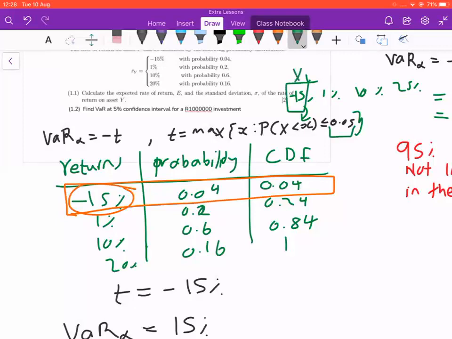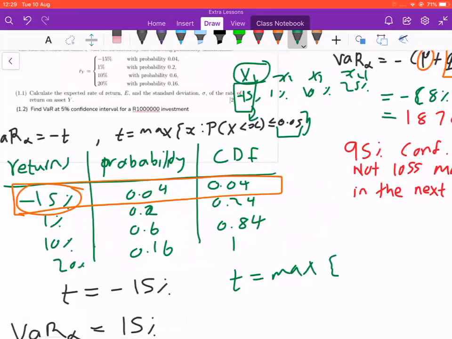So you'll have X1, X2, X3, X4, and this is your X. In terms of finding the value, it is going to be the maximum value of your X's that satisfy the condition. The only X there is X1, and X1 is negative 15. So you can write your answer: t is going to be negative 15.